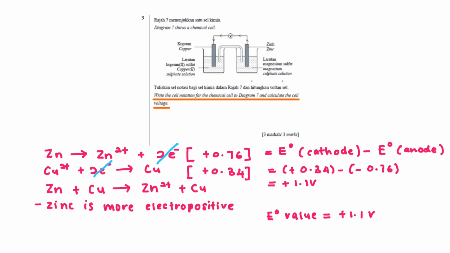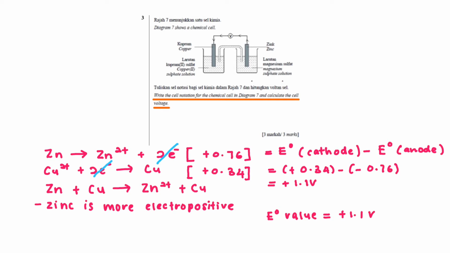To answer this question, first you need to know which metal is more electropositive than the other. We can see that zinc is more electropositive than copper. Refer from reactive series. From here, we can tell which metal is anode, which metal is cathode. Zinc will undergo oxidation while copper will undergo reduction. After doing the equation for both zinc and copper, we can make our cell notation.